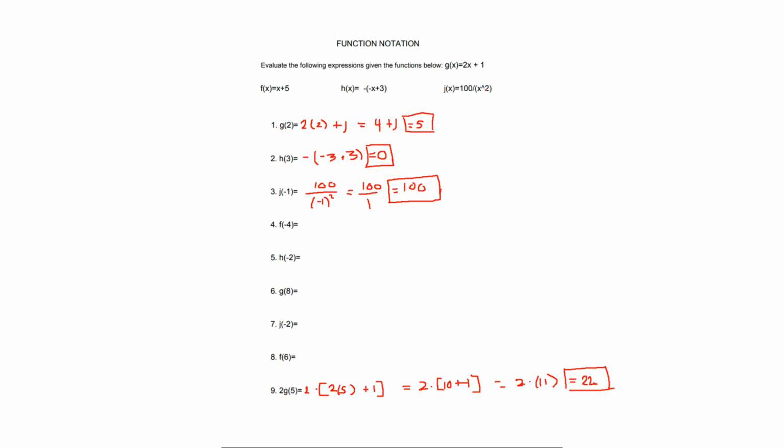Okay, so for number 10, it's just like number 9. But it's j of 2, so j of x is 100 over x squared. So it's 5 times 100 over 2 squared, since you're plugging in 2 for x. So this is 5 times 100 over 4. And 100 divided by 4 is just 25. And 5 times 25 is 125.